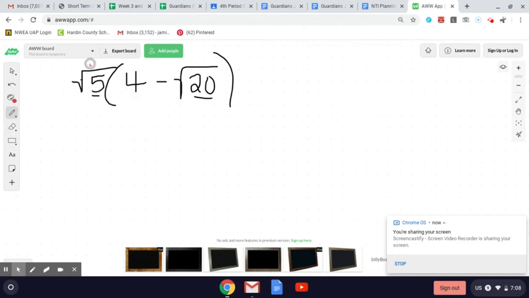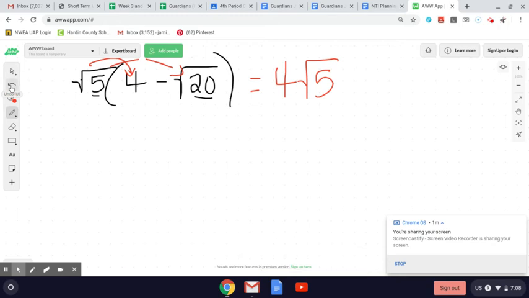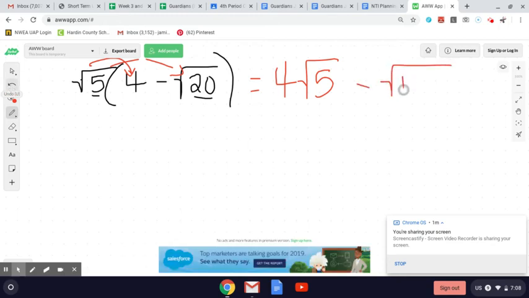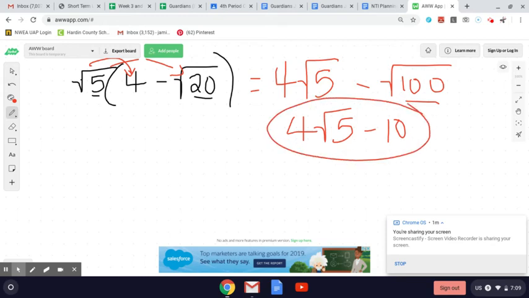So when I do radical 5 times 4, that would just be 4 radical 5. And then I would do radical 5 times 20. So you would just do basically 20 times 5 inside the radical, and then there's a minus sign there. So that would give me radical 100. So then, if you notice, 100 is actually a perfect square. So I'm going to change that. So this is 4 radical 5 minus 10, and that's all you can do.